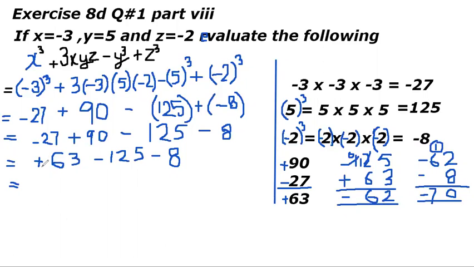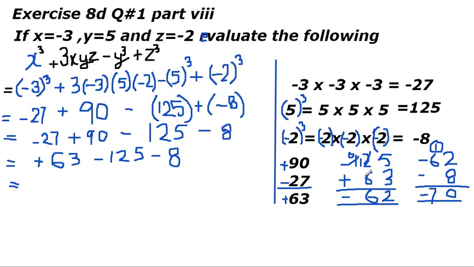Now we have to do positive 63 and negative 125. It means that positive 63 signs and negative 125 signs. Look, negative 125 signs and positive 63 signs. When we subtract, we will get negative 62 signs. All the positive signs will be cancelled out by the negative signs, and negative signs will be left over, and 62 negative signs will be left over.